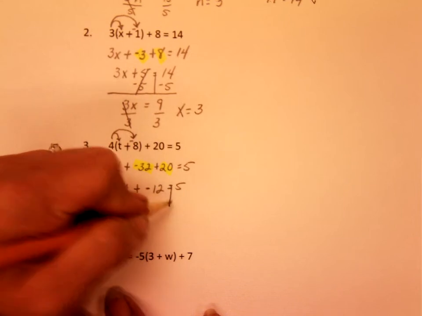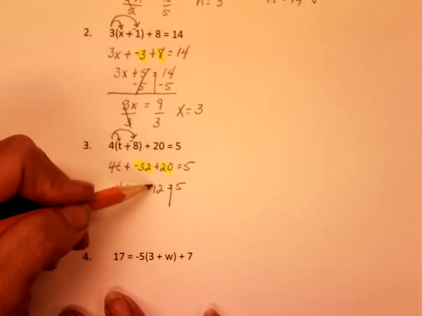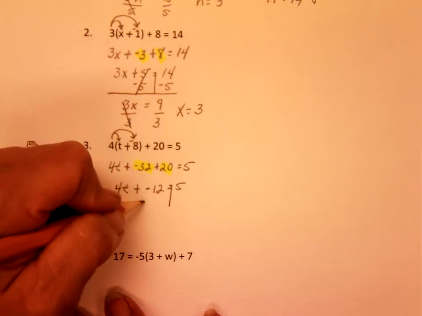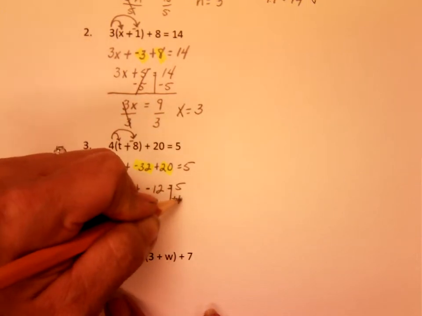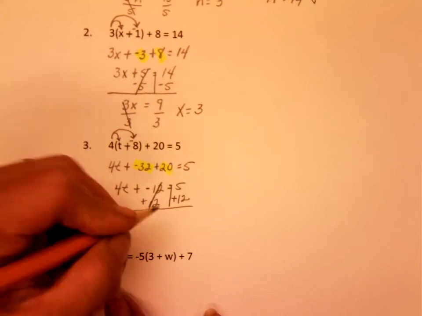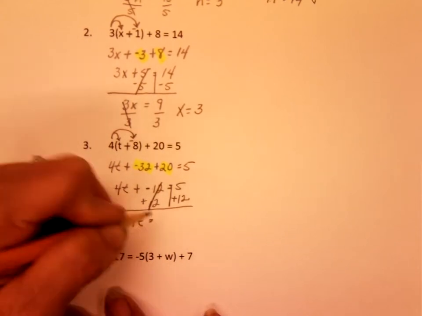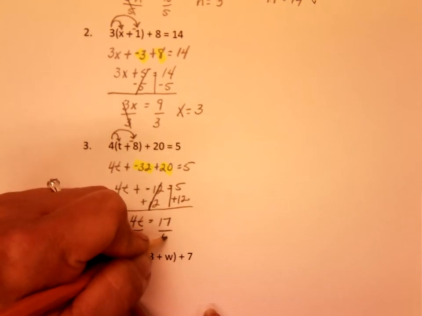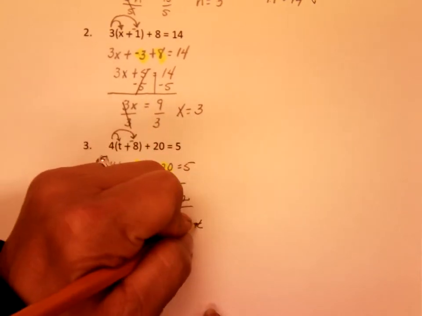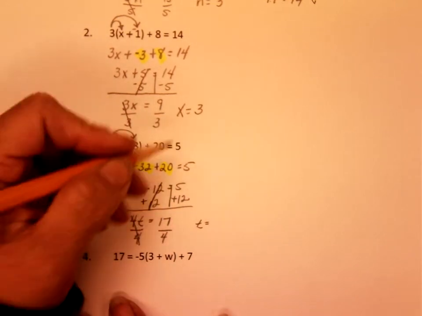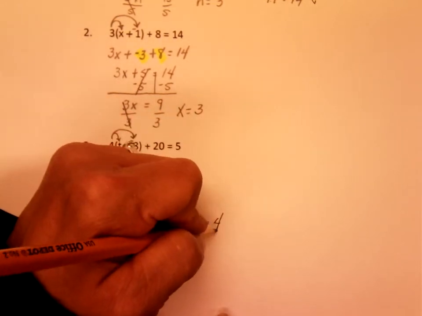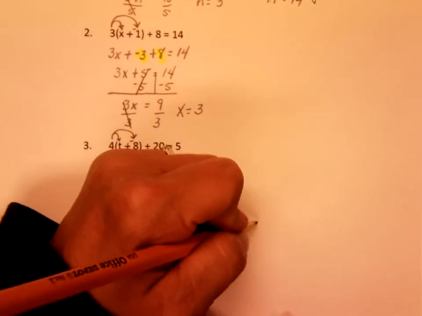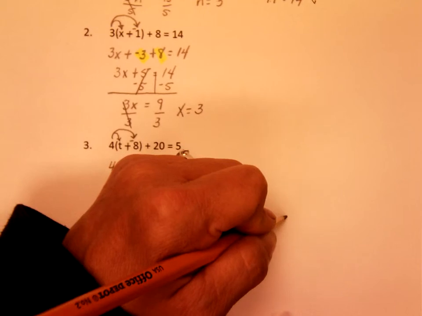I'm going to get rid of the negative 12 because it's on the same side as the variable, but it's not next to the variable, so I'm going to add 12 on both sides. You're left with 4t is equal to 17. You're going to divide by 4 on both sides, and t is equal to, well, 4 goes into 17 4 times. Your remainder is 1, so 4 and 1/4. Or you could have done a decimal, 4.25. Either one of those is acceptable.